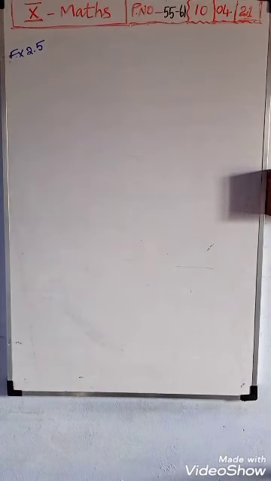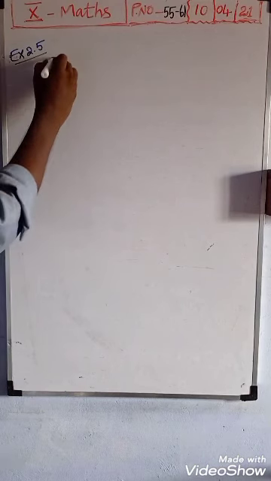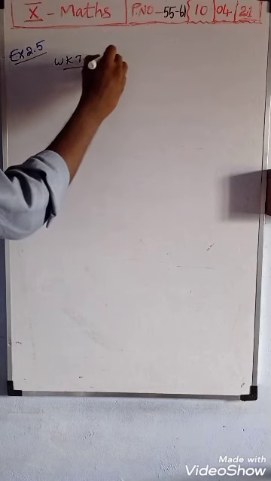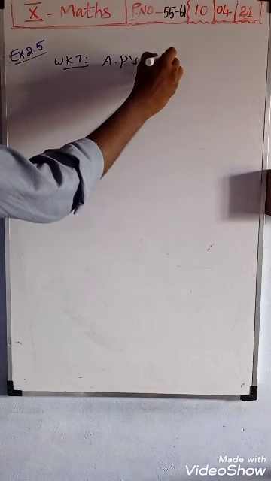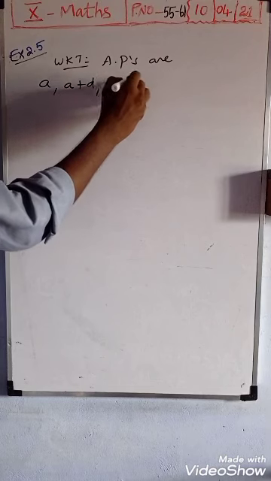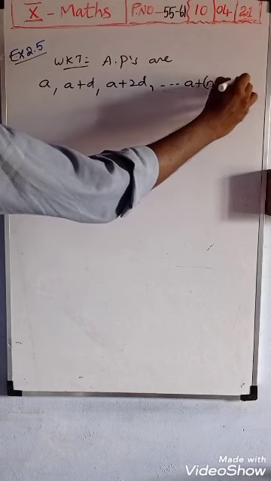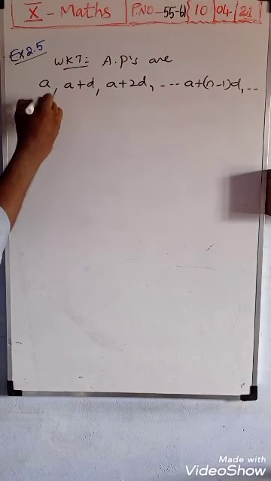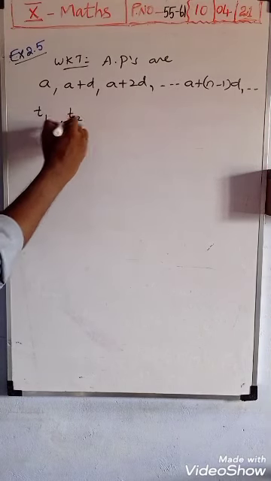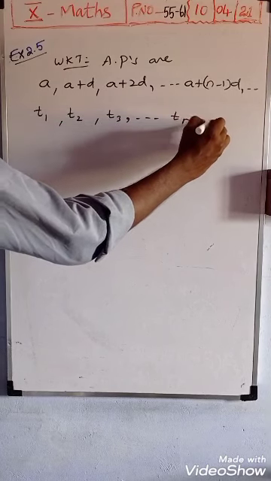So see, in exercise 2.5 one more formula is there. What does that mean? We know that APs are A, A plus D, A plus 2D up to etc., A plus n minus 1 into D. Yes, it will go on. So you consider them as terms T1, T2, this is T3 up to etc. This is Tn. Yes, it will go on.